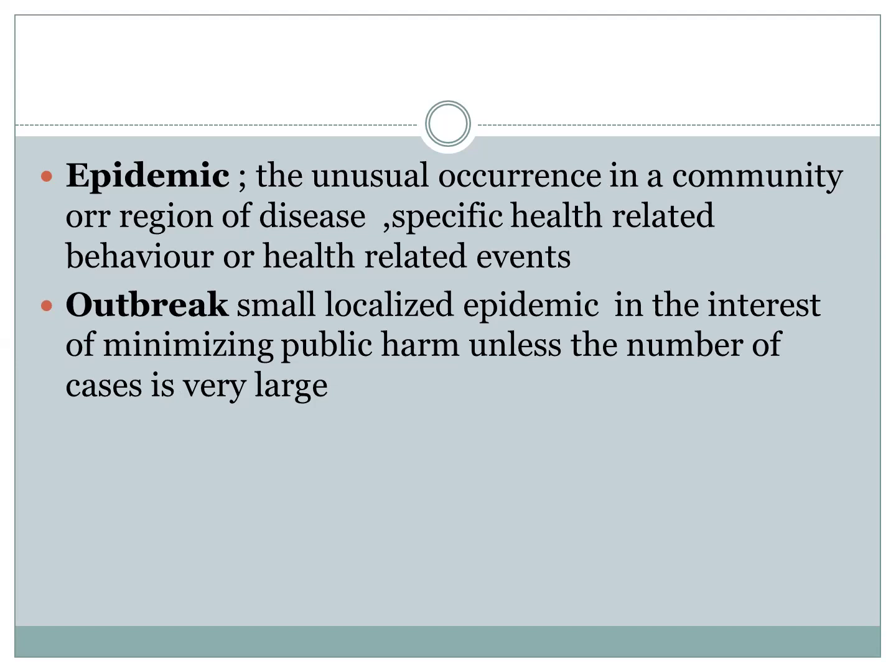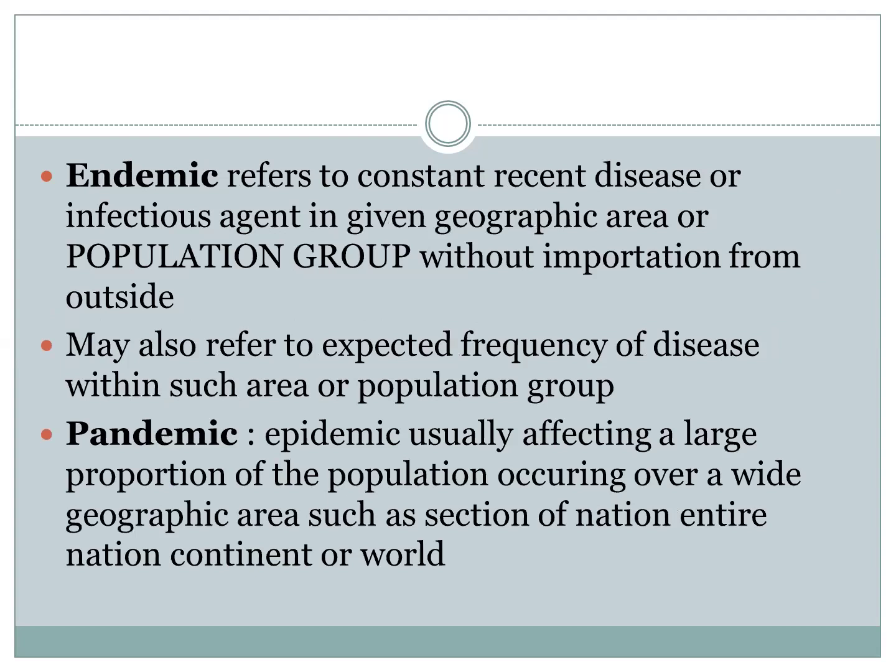What is outbreak? It is basically a kind of epidemic, but it is a small localized epidemic in interest of minimizing public harm, unless the number of cases is very large. Endemic refers to constant disease or infectious agent in given population group without importation from outside. It may refer to expected frequency of disease within such area.